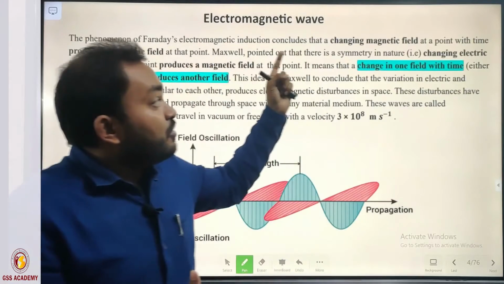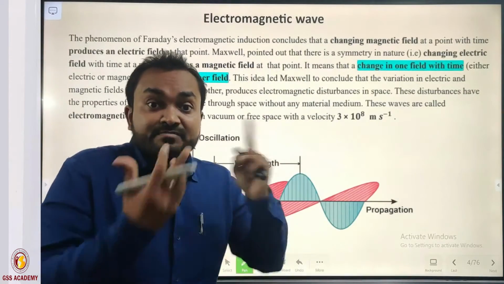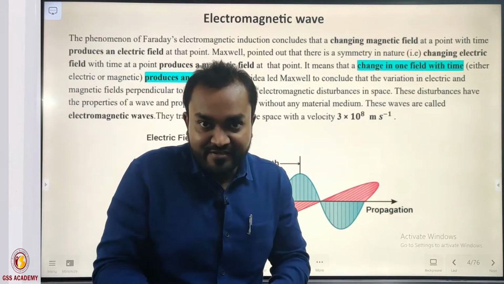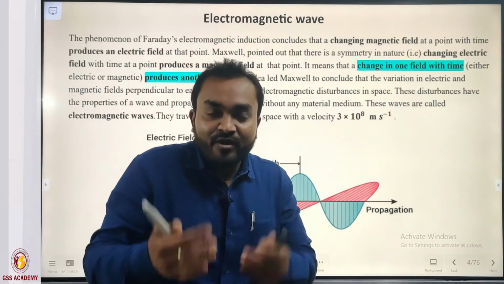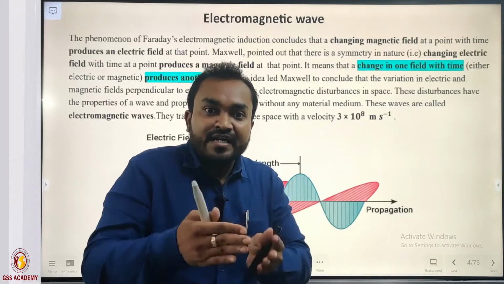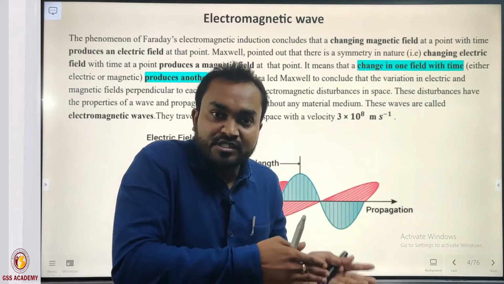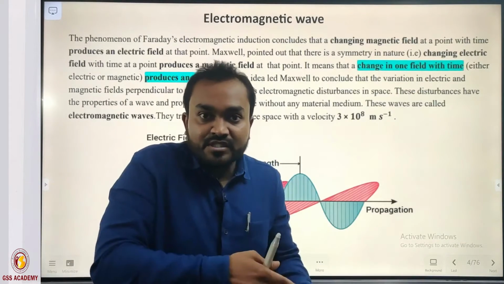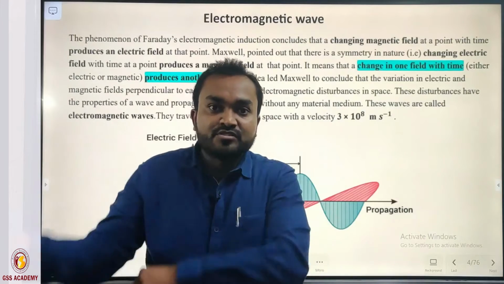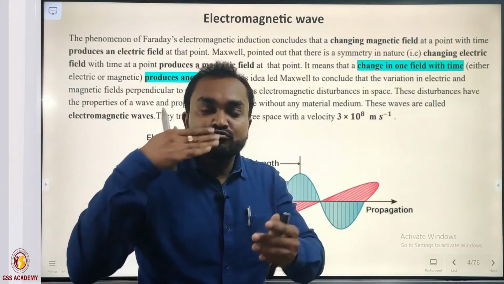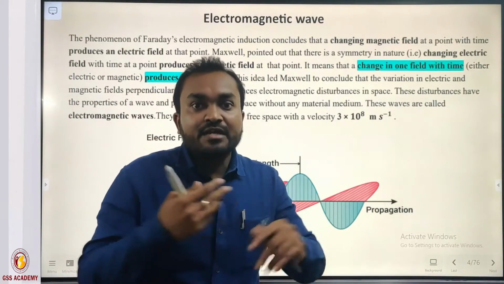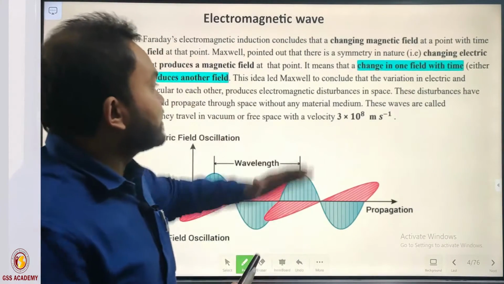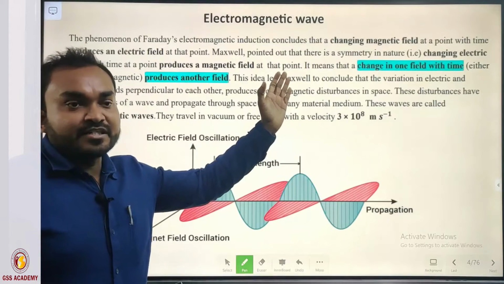So a changing electric or changing magnetic field basically produces the electromagnetic wave. A changing electric field will produce a magnetic field, and a changing magnetic field will produce an electric field. And if you put these two perpendicular, they will couple and produce an electromagnetic wave, which was basically observed by this gentleman Maxwell.